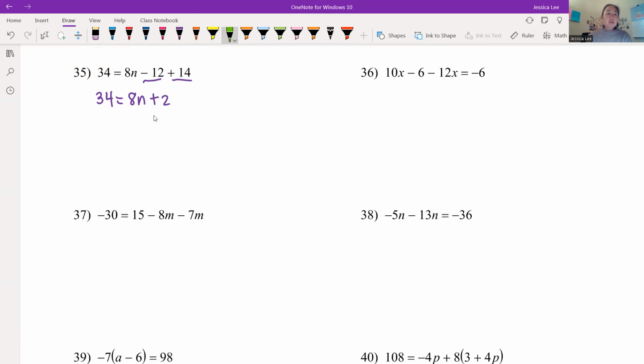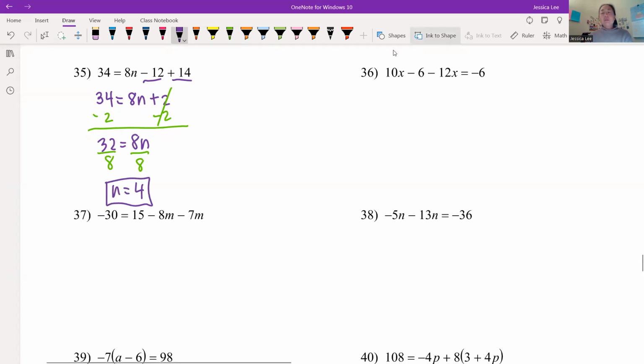So again, we're going to get rid of the plus. We're going to subtract 2 on both sides. Cancels out, and we get 34 minus 2, which is 32, is equal to 8n. So we know 8 times a number is equal to 32. Some of you guys will say, well, that's 4, because 8 times 4 is 32. Algebraically, this is how we show it. We just divide both sides by 8, since it was multiplied. And then your answer is going to be n is equal to 32 divided by 8, which is 4. Like I said.